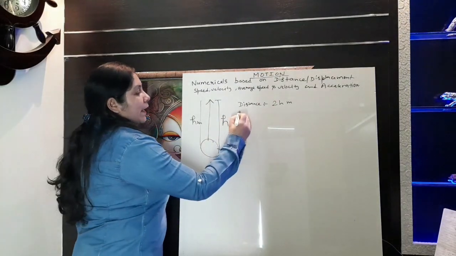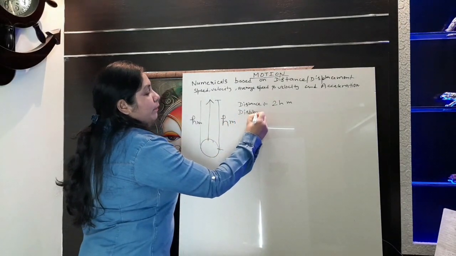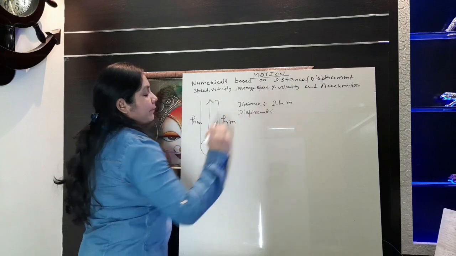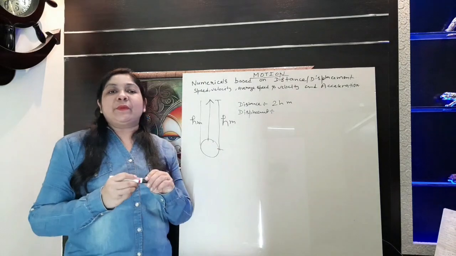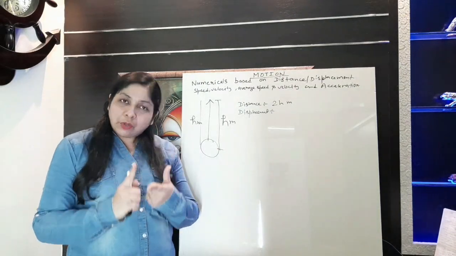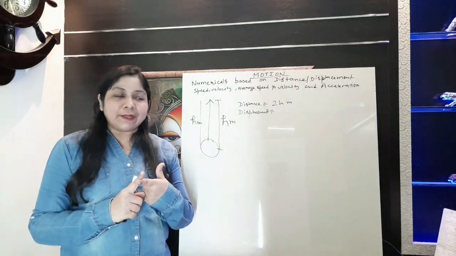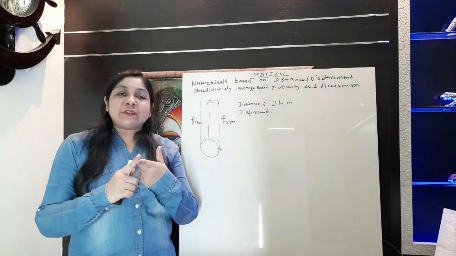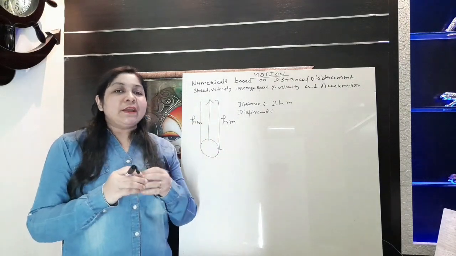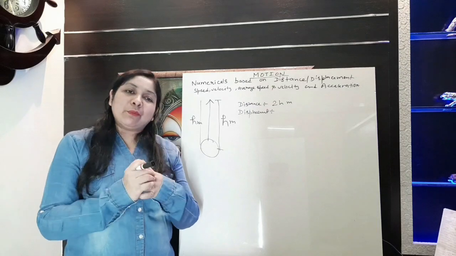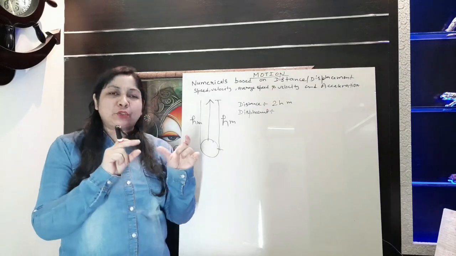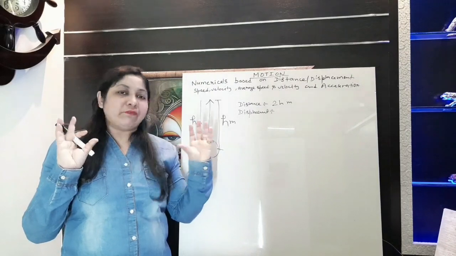But at the same time, if you want to find the displacement covered by an object, then what is displacement? Displacement is the shortest length covered by an object. In other words, the distance between the initial and final point is what we call displacement. So this is just the shortest length between the initial and final point.